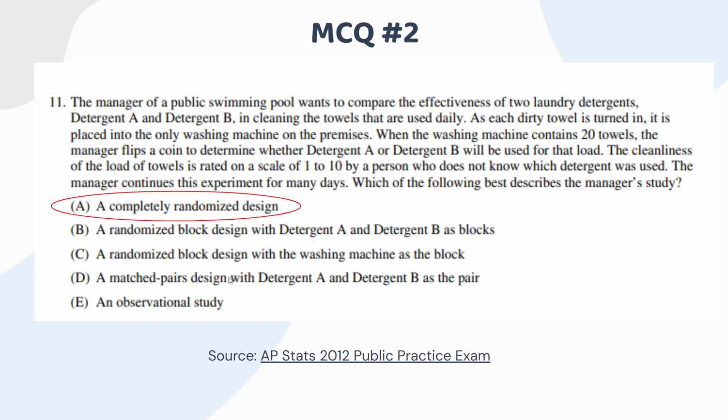Matched pairs design? No. It might seem like it, but this is misleading because when you say detergent A and B as the pair, you never ever say the pair are the treatments. Big mistake. You cannot say the treatments are the pairs. Randomized block design with the washing machine as the block? The thing that's doing the cleaning is not a block. There's only washing machines, so you're not really blocking off of the washing machine. So C, D, E are just totally wrong.